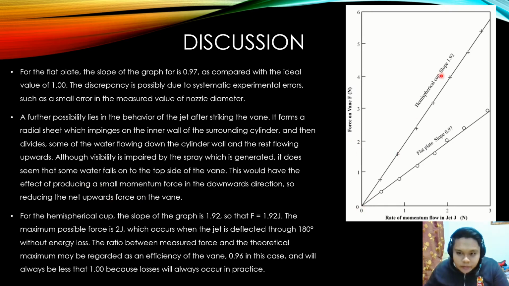And for the hemispherical cup, the slope of the graph is 1.92, so that F equals 1.92 J, though the maximum possible force is 2J. Like I said earlier, the value of F should be double the value of J, which occurs when the jet is deflected through 180 degrees without energy loss. The ratio between measured force and the theoretical maximum may be regarded as an efficiency of the vane, 0.96 in this case, and will always be less than 1 because losses will always occur in practice.